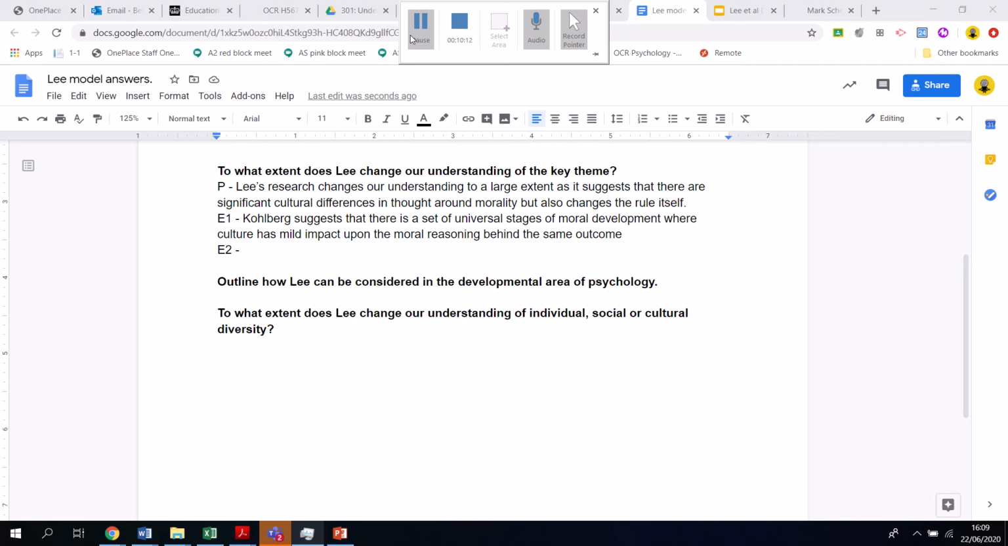Whereas in Malaysian villages, the same decision was made, that it was okay for him to steal the food, but the reasoning was different. So the reasoning was that if he didn't, the wife would die, and then the man would have nobody to cook for him. So he's not saying that your culture affects your moral judgments, but he's saying that it could affect your moral reasoning behind the judgments.